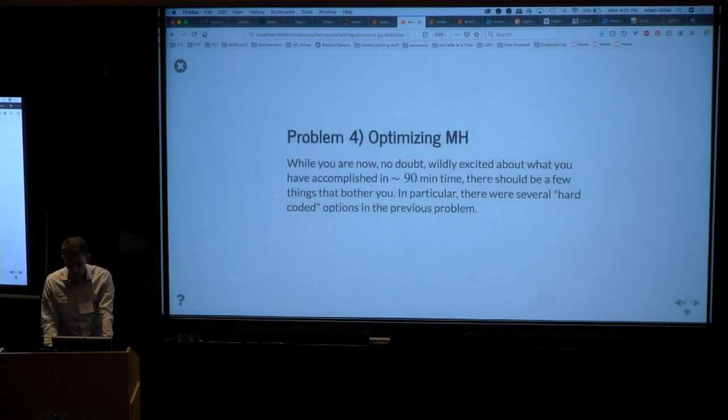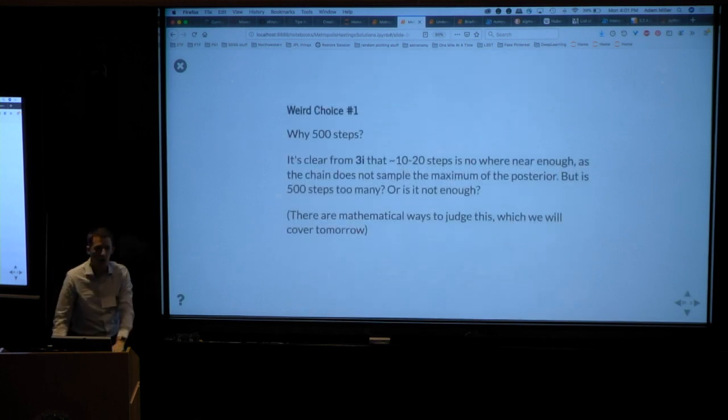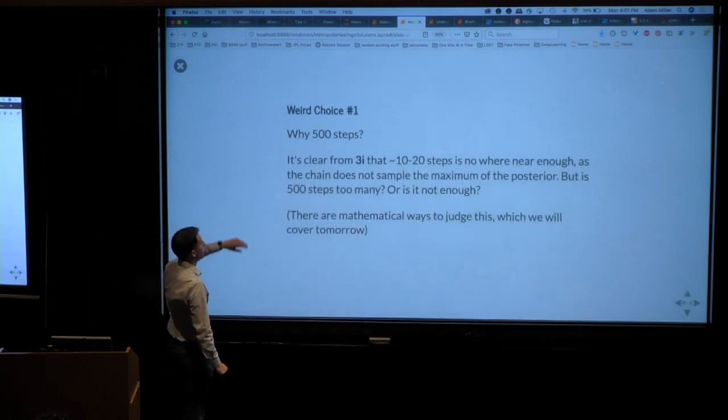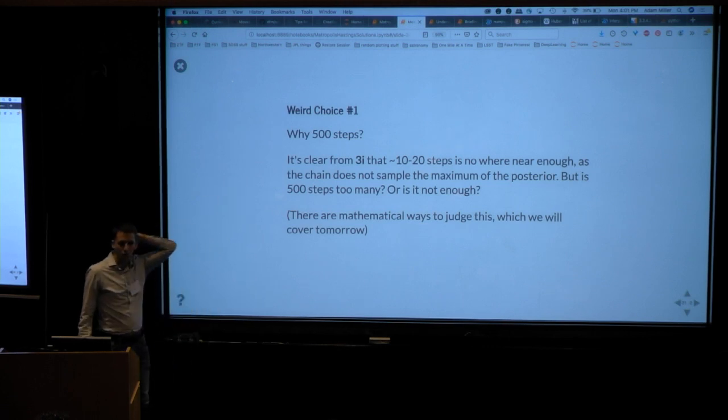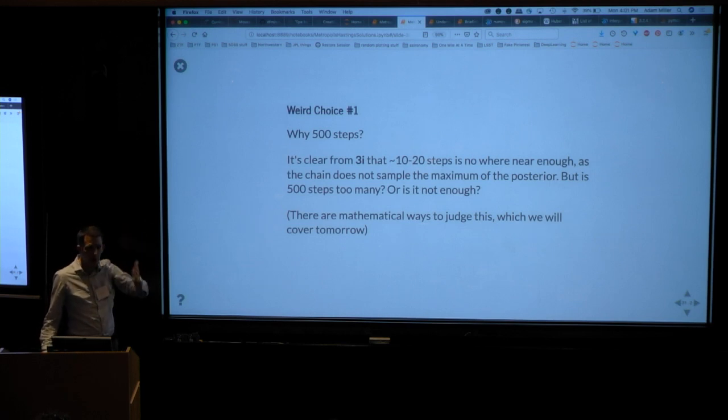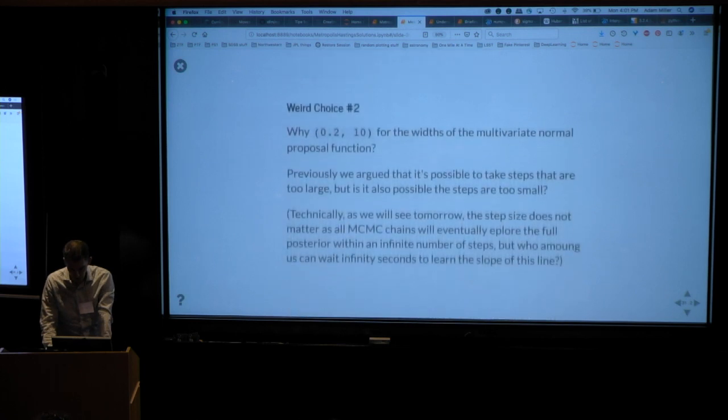Okay, so there's some stuff that is hard to know, and we're going to talk about this in more detail tomorrow, right? But why did I say do 500 steps? I don't have a particularly good answer for you, right? But you should be thinking, how many steps do I need to do? 10 is way too few, as you'll see here in a second.